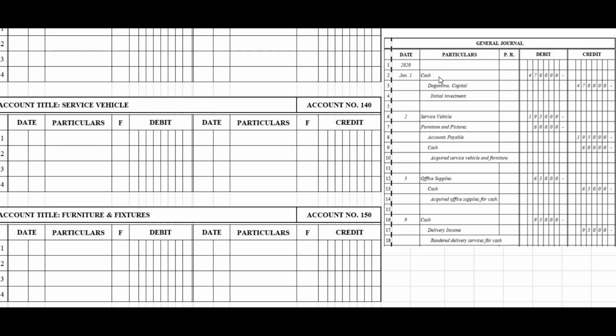So, tapos na tayo nag-post sa January 1 na transaction. Let us now proceed to January 2 transaction. So, here, the service vehicle is debited at 195,000. So, dito, hanapin lang natin yung service vehicle. Lagyan natin ng month, of course, because this is the first entry in this particular column and in this particular account. So, that's January 2. So, this is acquisition.